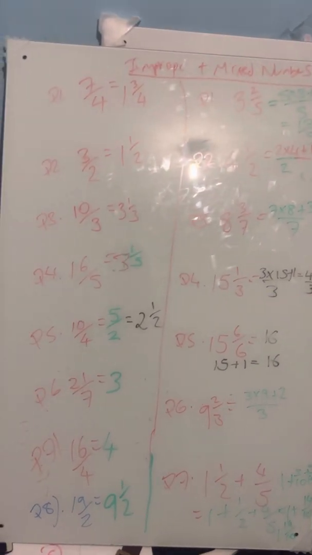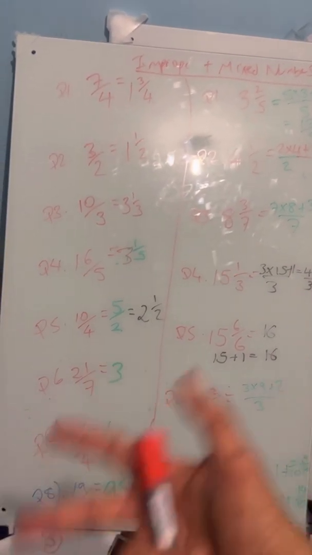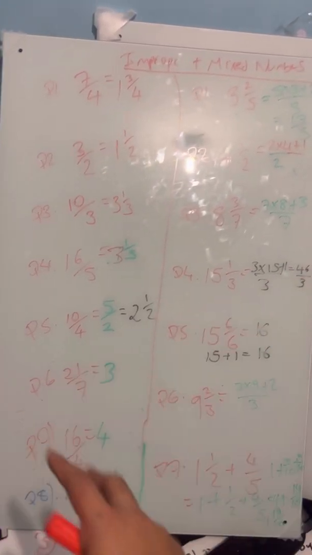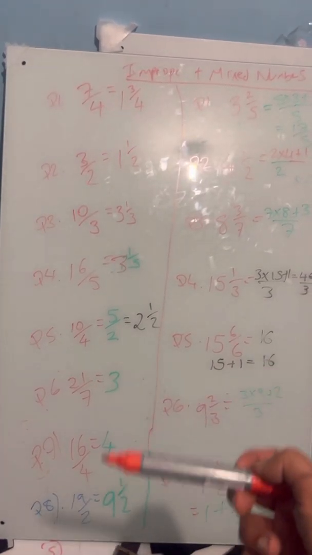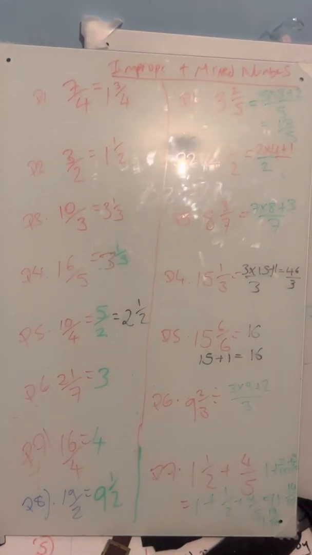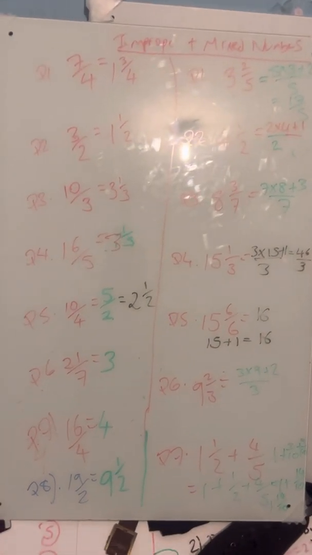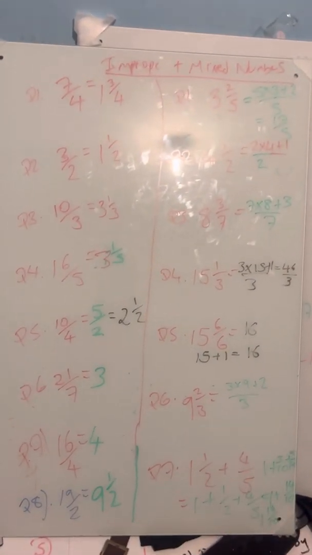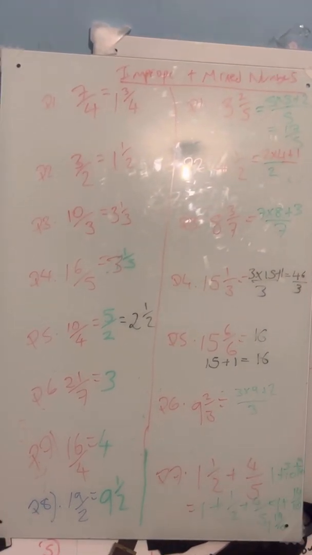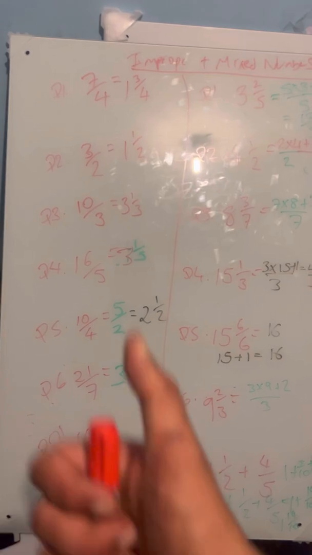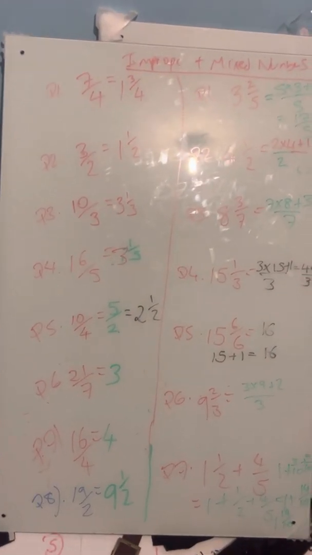This is question number 6, 21/7. This actually gives us a whole number answer. I threw this one in not to confuse you, but sometimes you might get a fraction which just gives you a whole number answer. 21/7 means 21 divided by 7, which is equal to 3. This is question number 7, 16 divided by 4. How many 4s go into 16? 4, 8, 12, 16. So the answer is going to be 4.